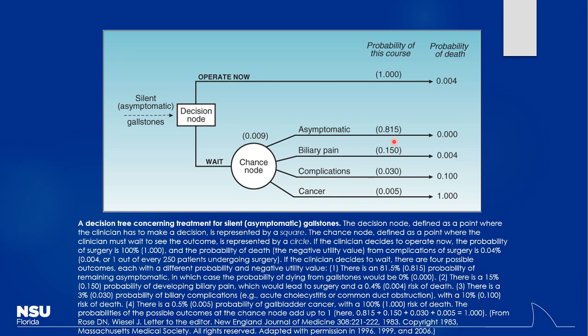There's an 81% chance they're going to remain asymptomatic, no problem. Versus biliary pain, maybe there's a 0.4% chance of death associated with that. Maybe they have other complications, maybe say 10%. Versus if they develop cancer, then let's say that would be 100%, right? So these are the probabilities of death associated with each of these outcomes, and then here is the probability of that outcome actually occurring.